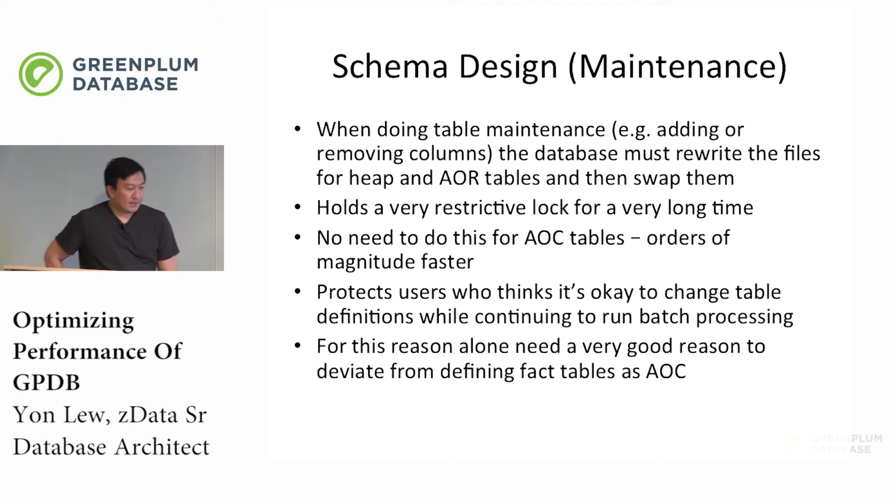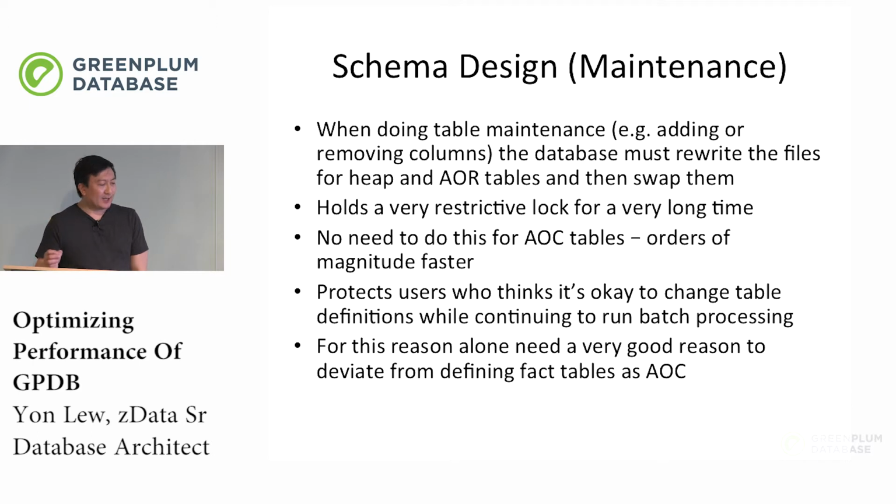So the trick with AOC tables is that, again, the table is made up of a number of files, one file per column. So if you add or drop a column, there is no need to rewrite the entire table file for that table. It's orders of magnitude faster.